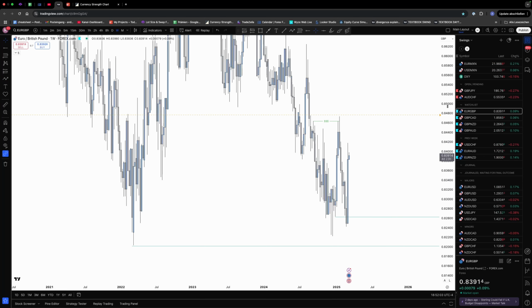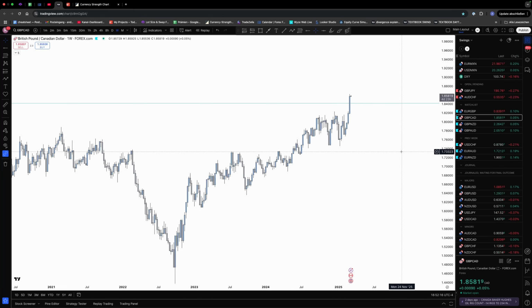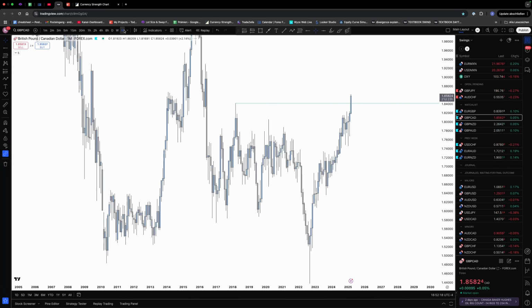So I'm waiting for this. I'm gonna keep it on the list for now, and ideally shorts from up here. Or if we fail here and we sweep all this here down, then of course we can see a nice long variant as well. GBP CAD swept another weekly structure point here.